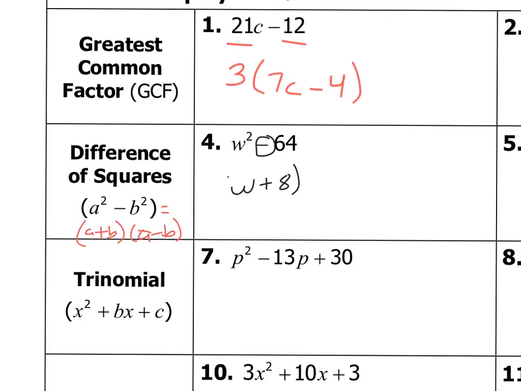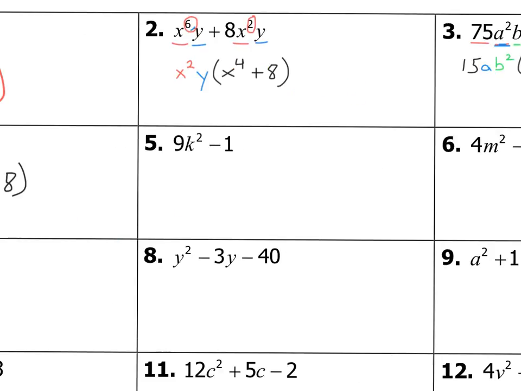So our answer would be w plus 8 times w minus 8. And again, check your work by using the FOIL method here. Make sure you get back to w squared minus 64. All right, again, we could take the square root of the first term. We could take the square root of the second term.